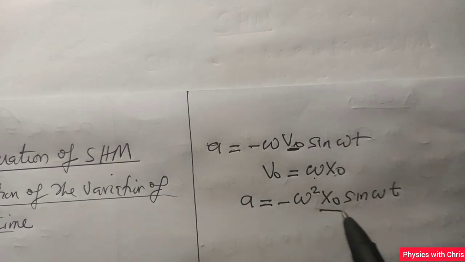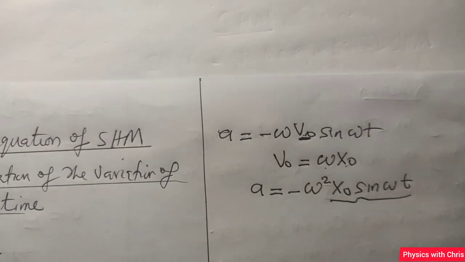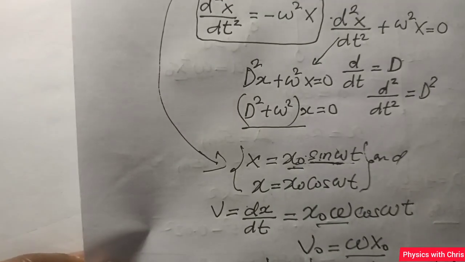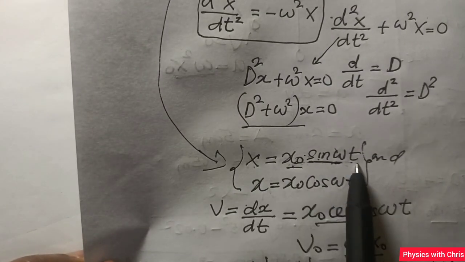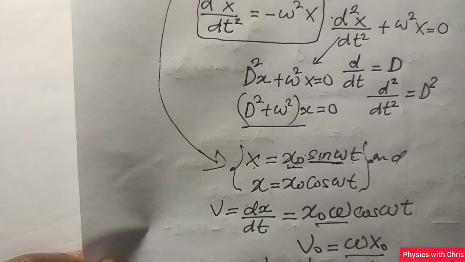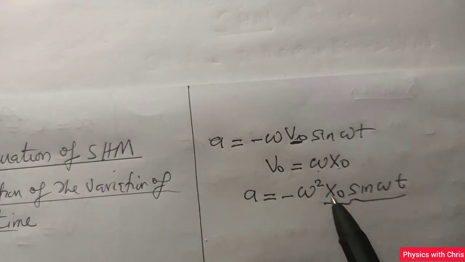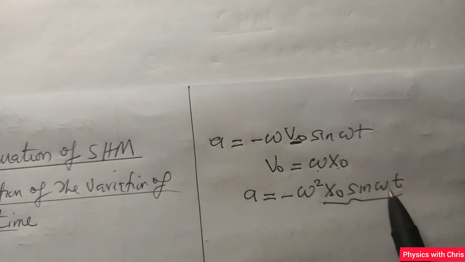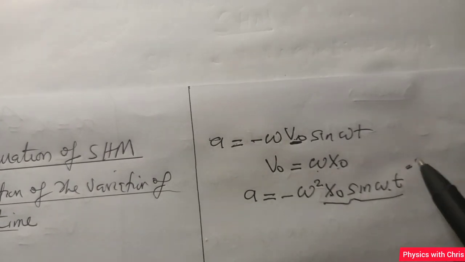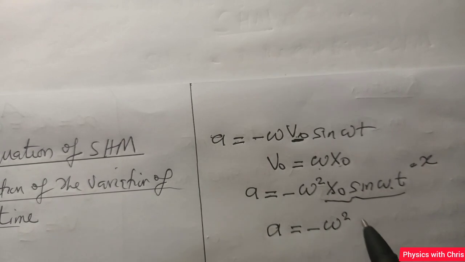There's something I'm going to do here. Look at this term, x naught sine omega t. Come back to the starting point. We started with the displacement equation, which was x is equal to x naught sine omega t. So x naught sine omega t is my x, which is my displacement. Meaning that I can replace x naught sine omega t with just the displacement x, so that this equation reduces to acceleration equals minus omega squared times x.